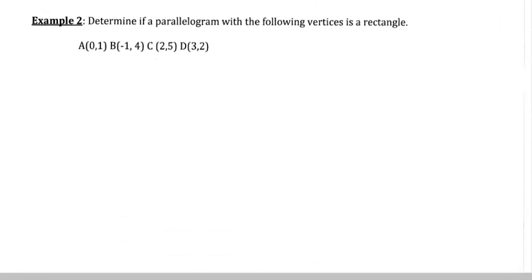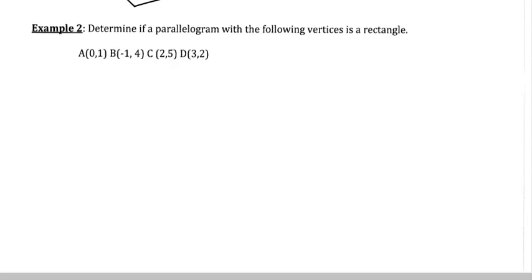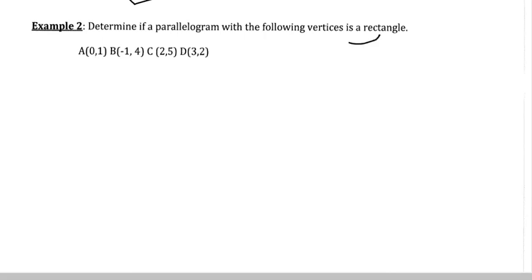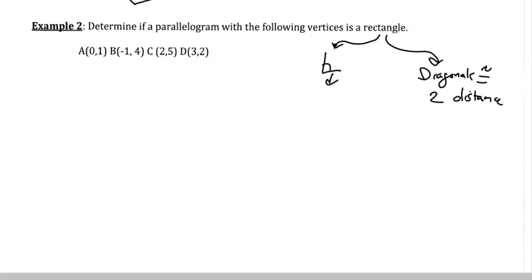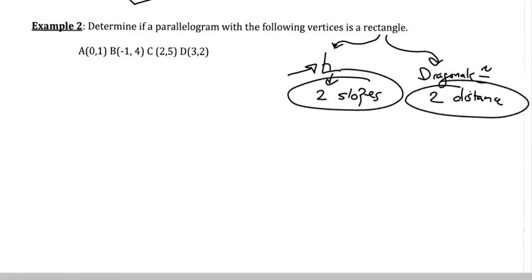Determine if a parallelogram with the following vertices is a rectangle. Rectangle can either be right angle or it can be diagonals or congruent. That would be two distance formulas, and this would be two slopes. Because if the slopes are opposite reciprocals, then you have perpendicular, which is a right angle. You are going to choose, do you want to do two distances or two slopes?